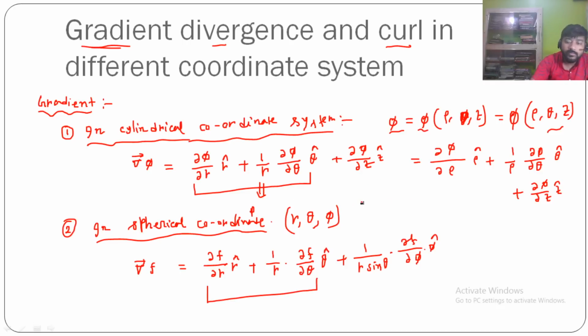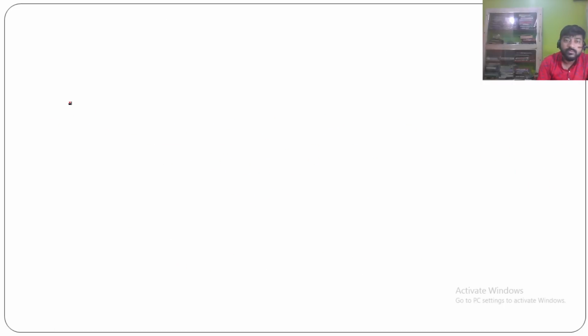Now let me discuss the same thing for divergence also: what it will be in plane polar, cylindrical and spherical coordinates. So what will be the divergence of the vector function A? Here let me take the vector function as A.